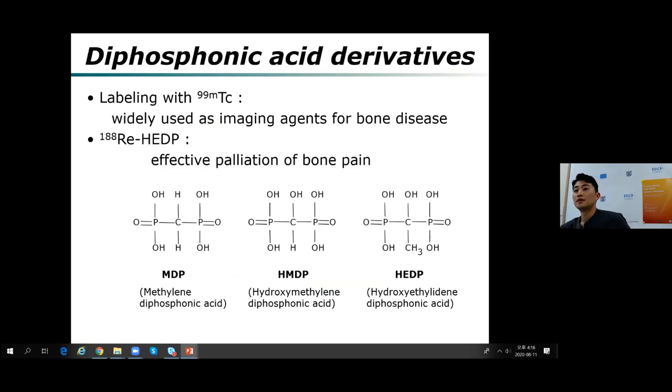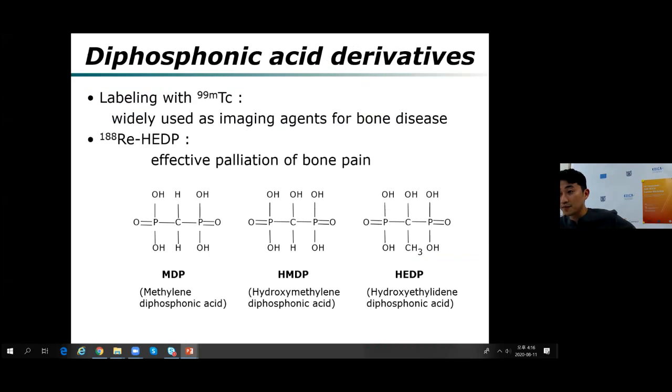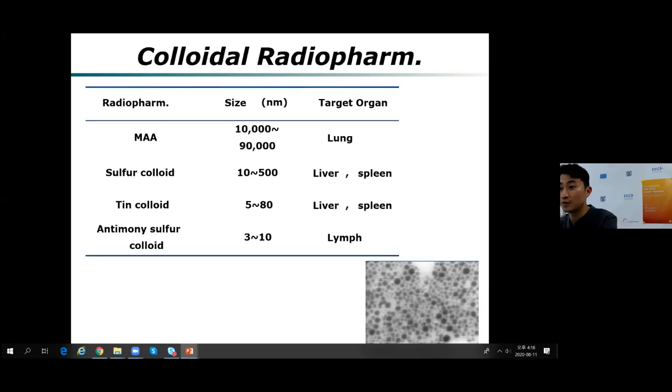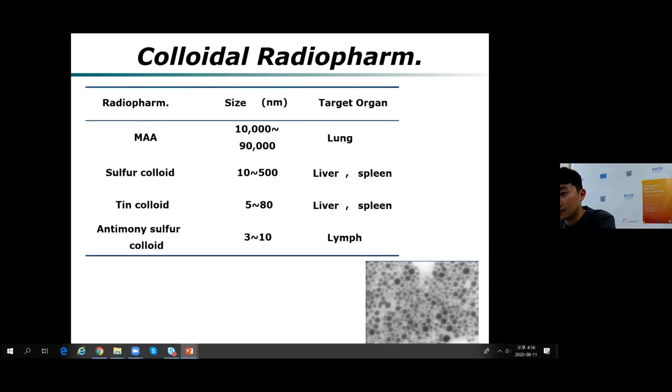So, diphosphonic acid derivatives, I already told you, are bone imaging agents. It is possible to label them with technetium-99m, and it is also possible to label them with rhenium. In that case, they showed relatively the same image, but rhenium can also be used for therapeutic efficacy.